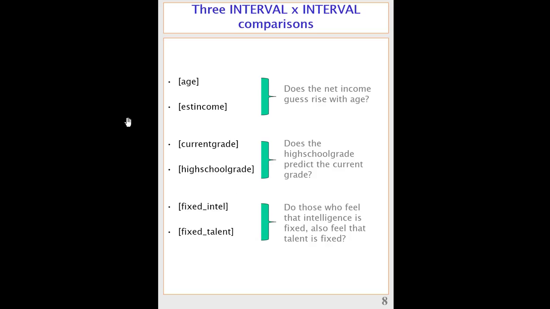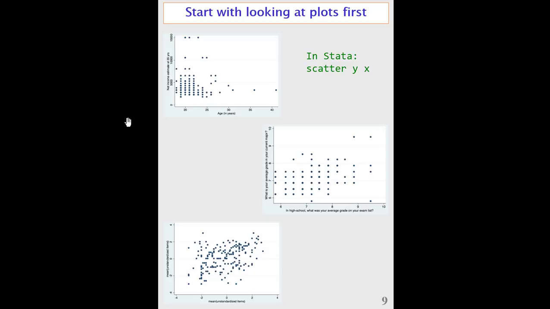Okay, so that gives us three sets of two: age by estimated income, current grade by the high school grade, and whether you believe that intelligence is fixed as related to whether you believe that talent is fixed. The first thing to do when you have data of this kind and you want to know what's going on is just look at the scatter plot and get a feel for what's going on there. The Stata command would be scatter yx. Here you see precisely these three.